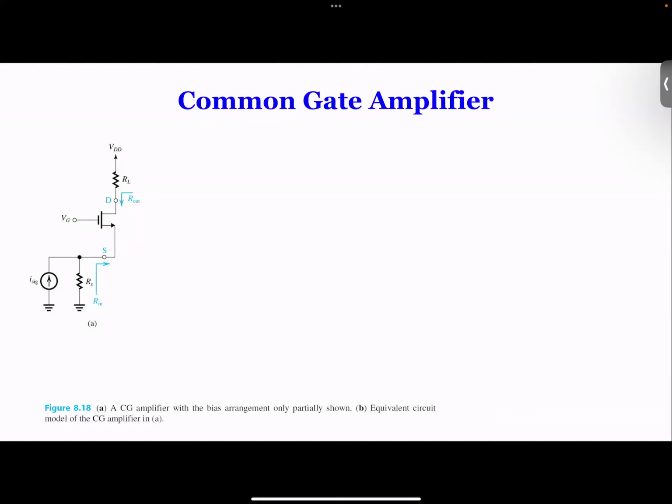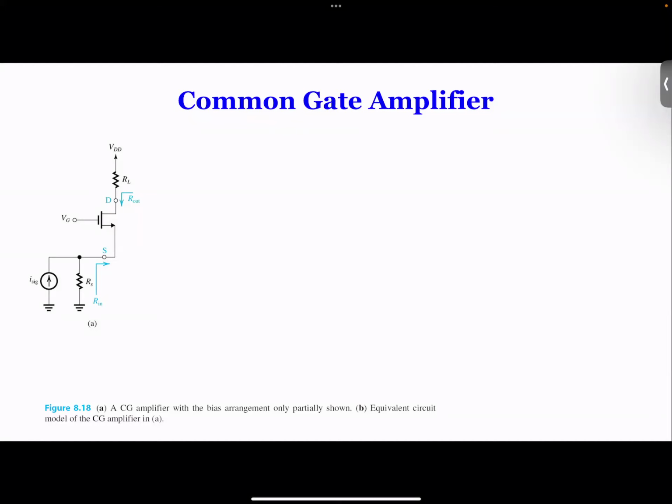What we're going to do is look at how we can design a circuit that's going to help us increase the resistance. If you look at what we have here, we have this input. In this case, it's a current source connected to the source. And there is a source resistance at the source.